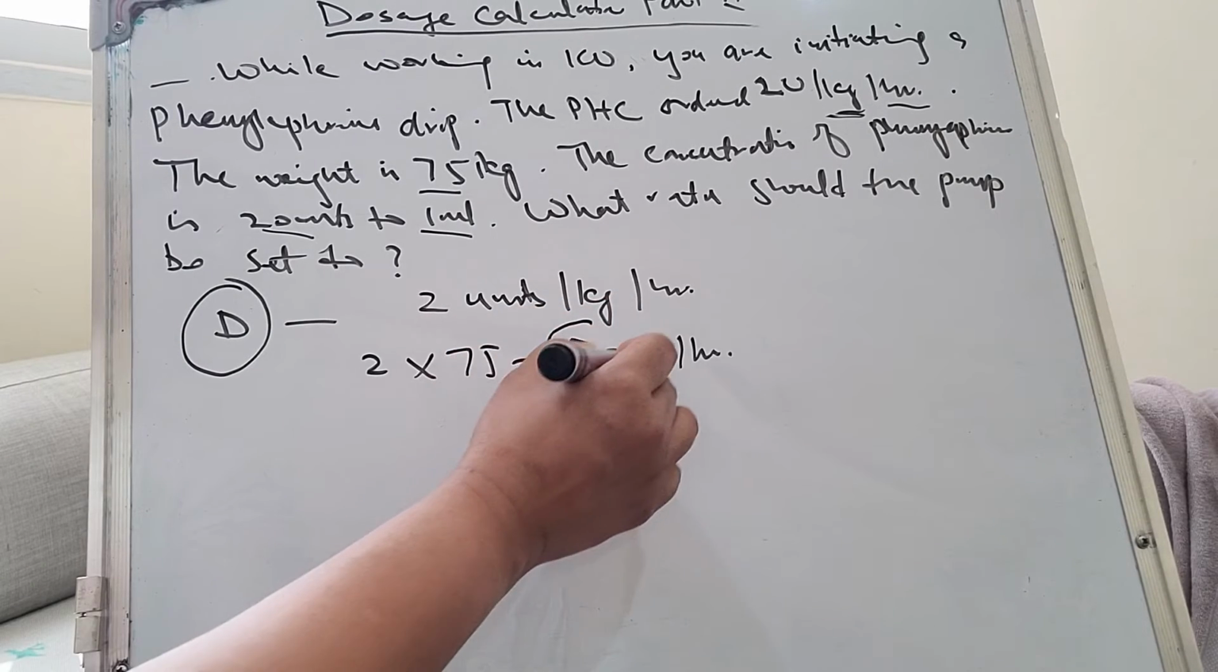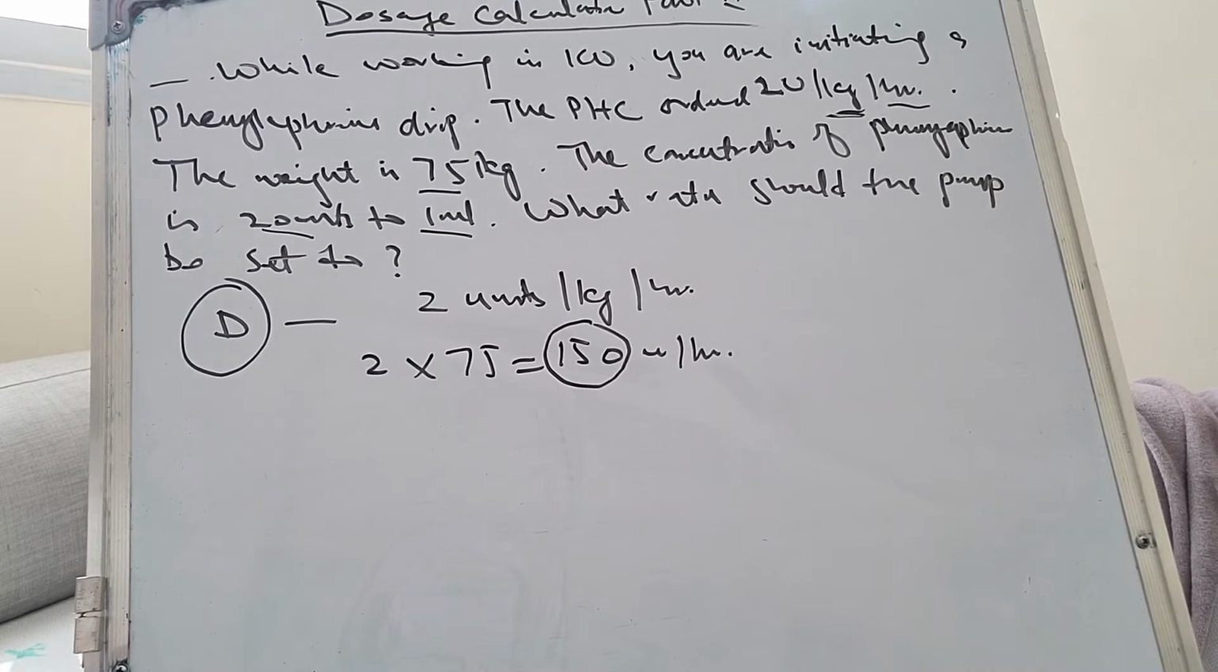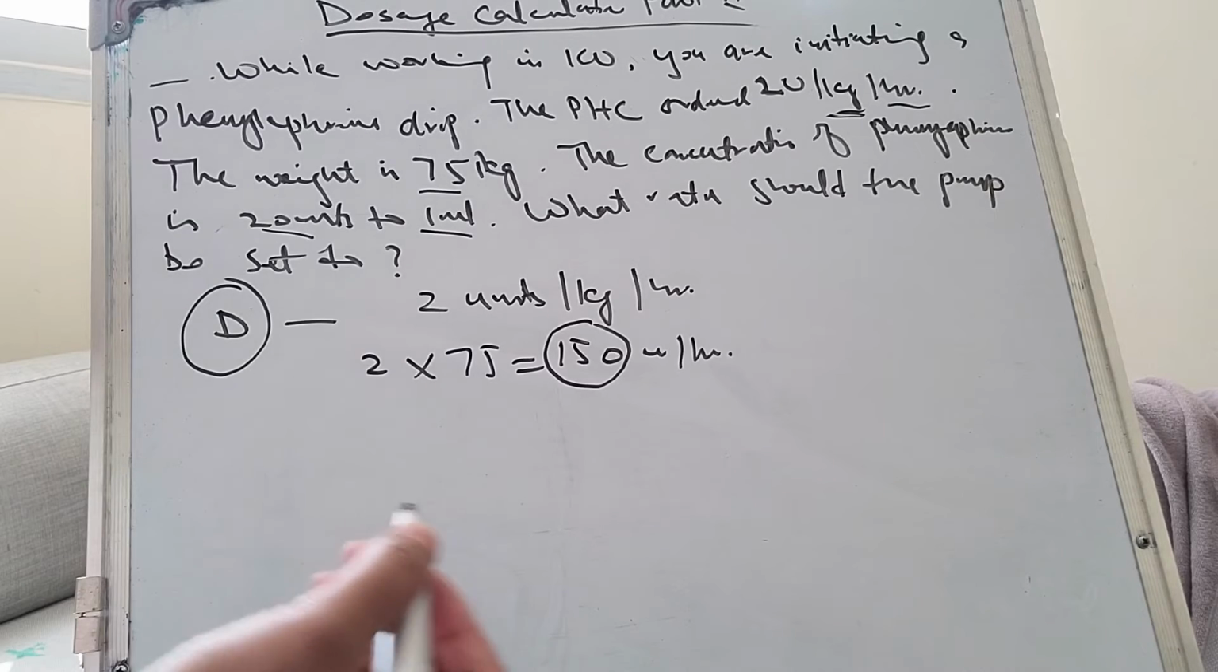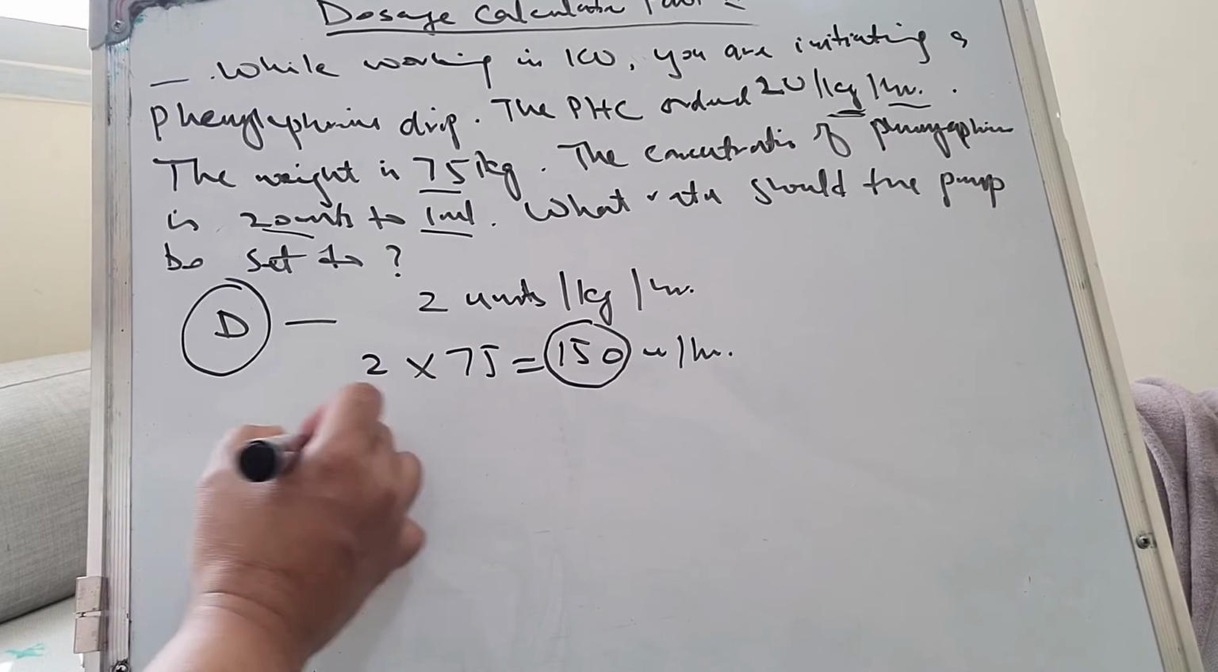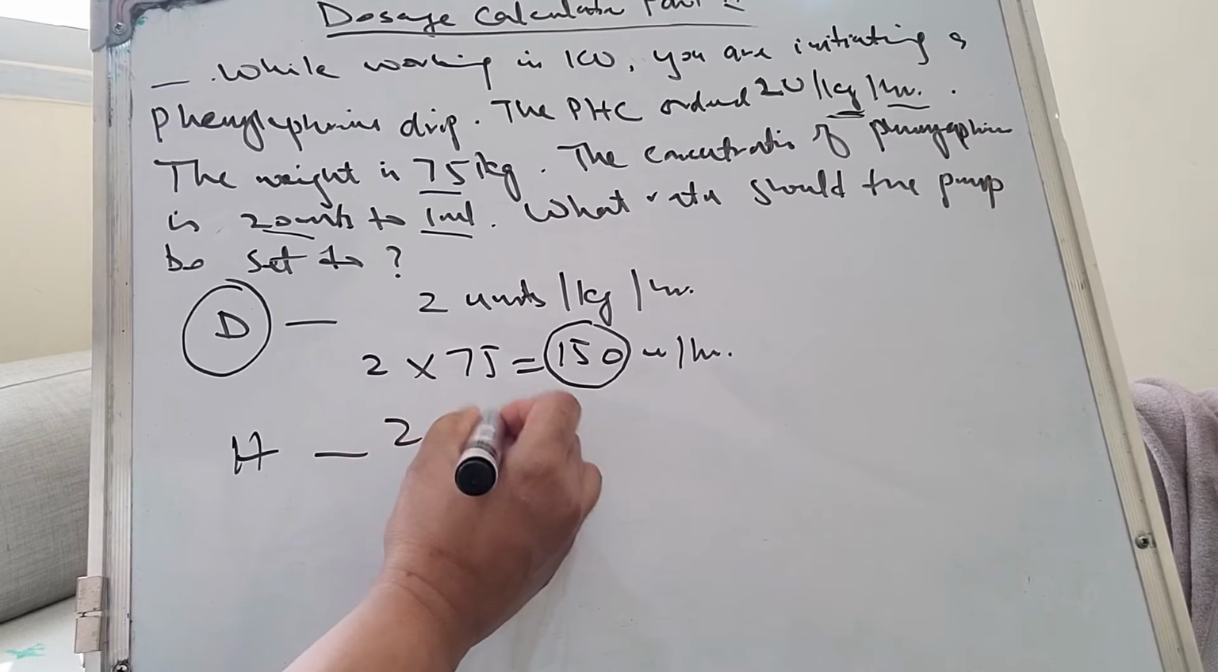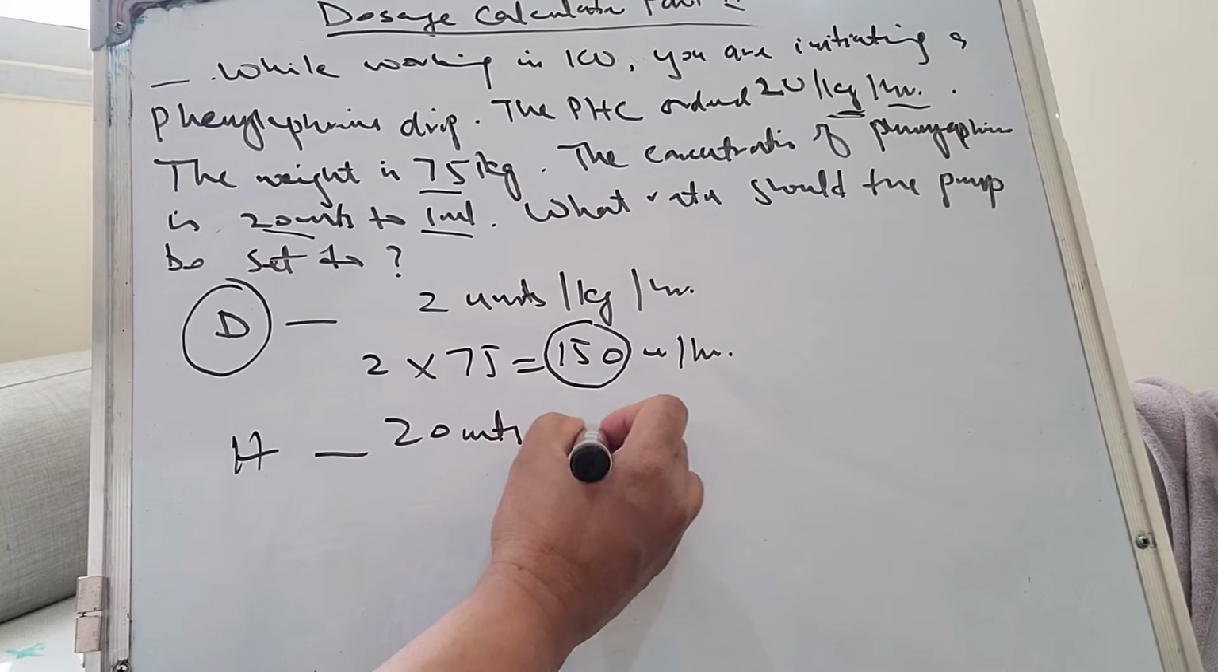Now what is our desired dose? 150. Now what do we have in our hand? In our hand is 20 units, 20 units per 1 ml.